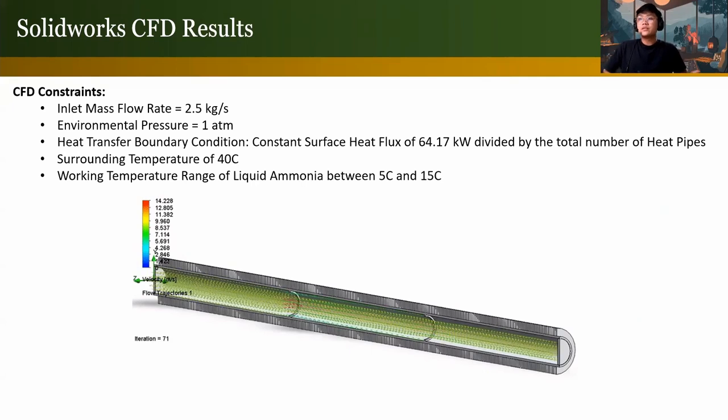As for our CFD constraints, we have an inlet mass flow rate of 2.5 kilograms per second, an environmental pressure of 1 atmosphere, and our heat transfer boundary condition is a constant surface heat flux of 64.17 kilowatts, which is divided by the total number of heat pipes. The surrounding temperature used is 40 degrees Celsius, and our working temperature range of liquid ammonia is between 5 degrees Celsius and 15 degrees Celsius.